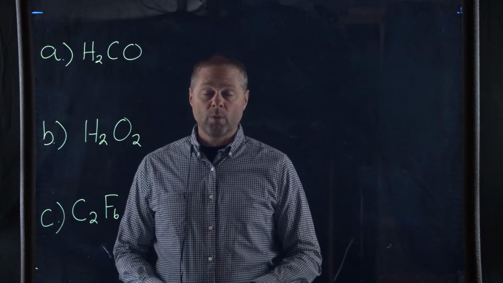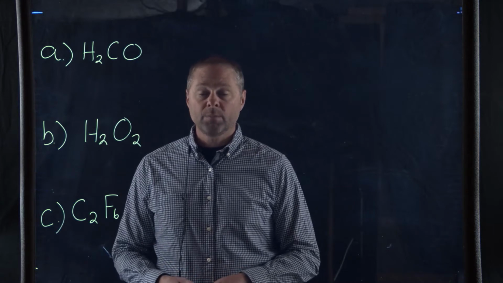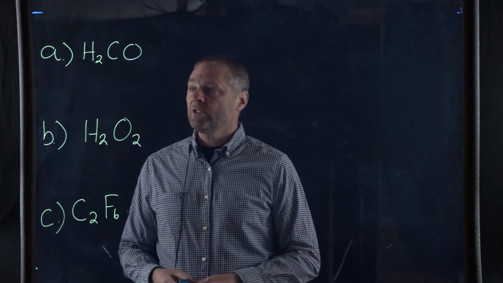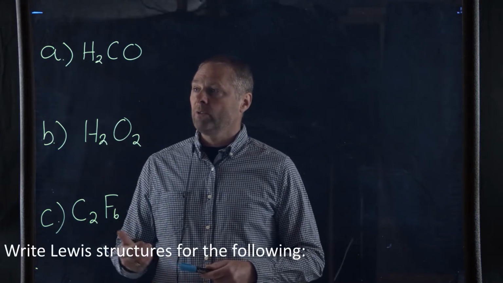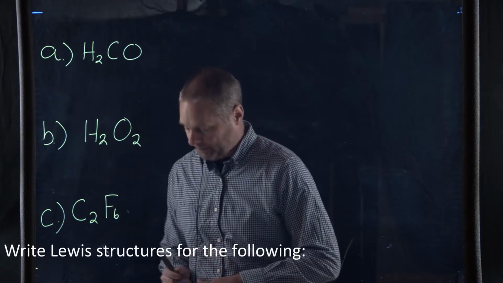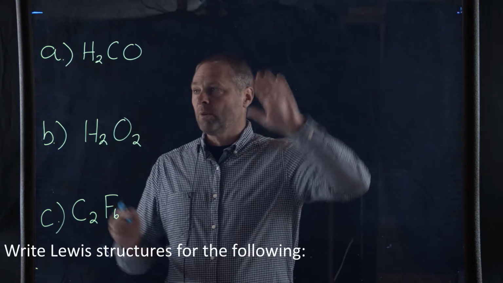In this problem, what we're going to be talking about, and in this video primarily, is simply how to draw Lewis dot structures. And this question says, draw the following Lewis dot structures for the following molecules. So the first one we have is formaldehyde. First thing we want to do is count the number of valence electrons.